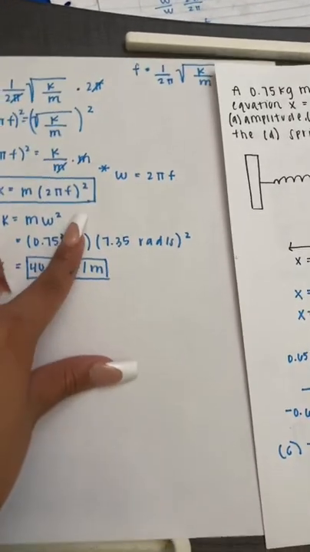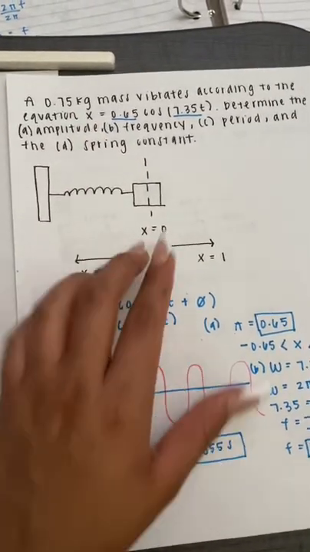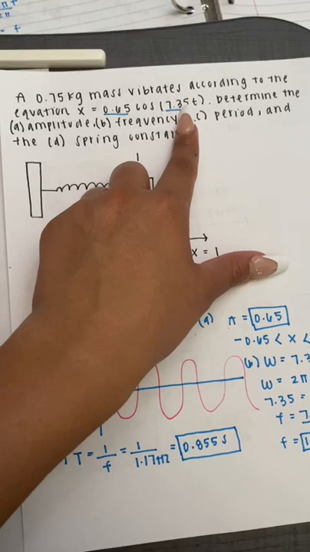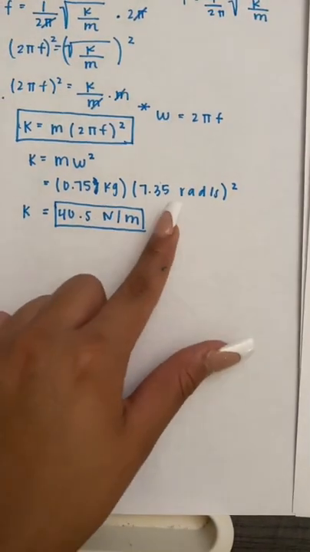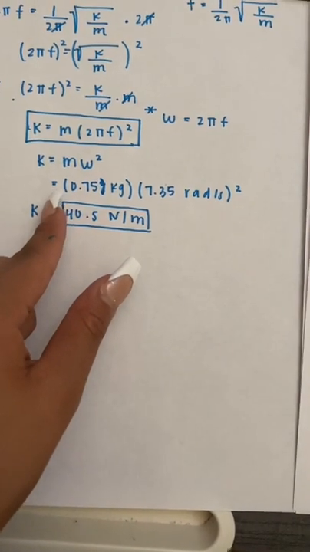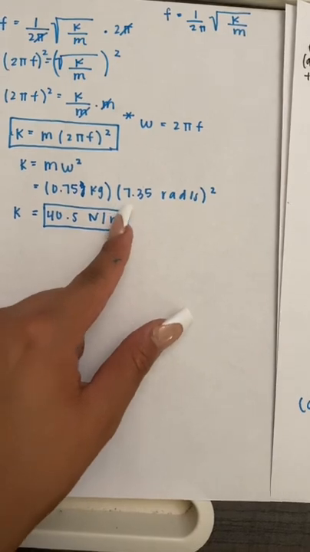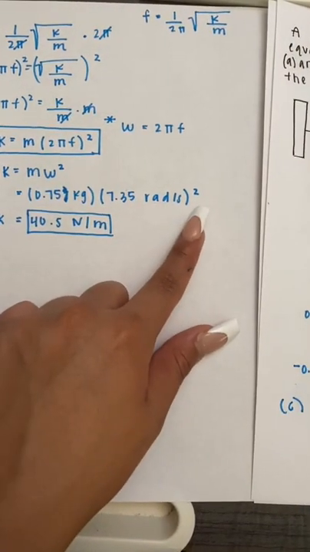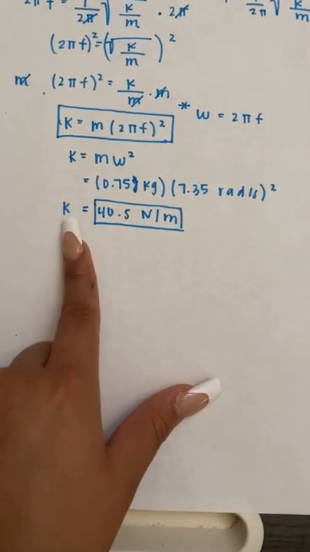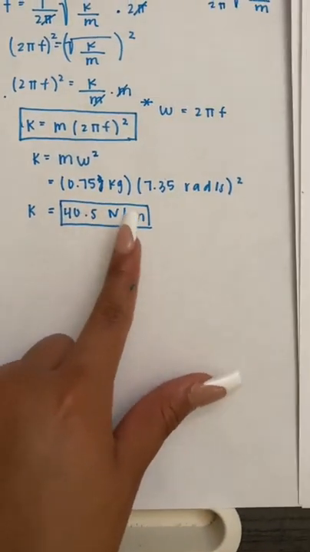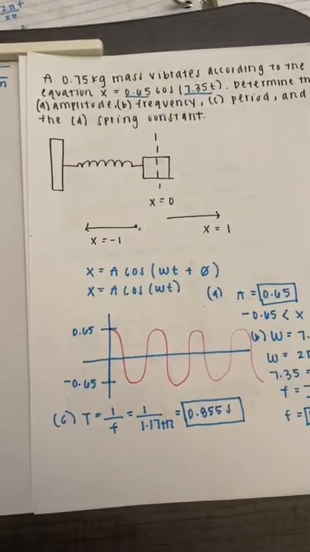And then we know from the problem stated right here the mass, and we also know the angular frequency right up here. So we're going to plug in what we do know. We know the mass and omega, so we get k equals 0.75 kilograms times (7.35 radians per second) squared. And finally, we get our answer. The answer is right here. Spring constant equals 40.5 newtons per meter. And that is how you solve for the spring constant.